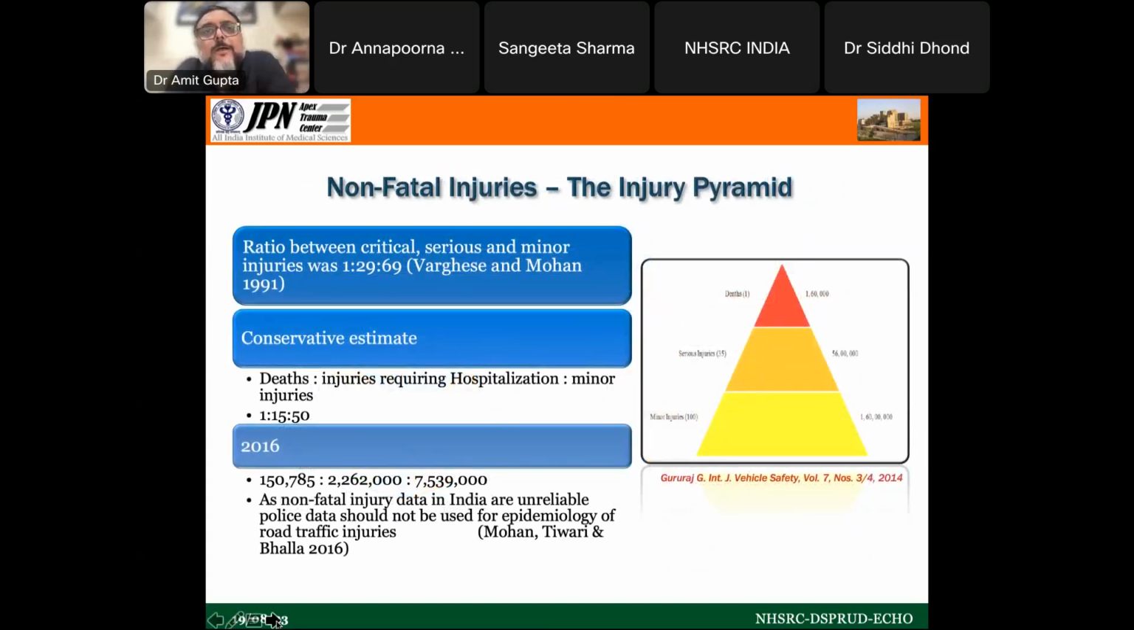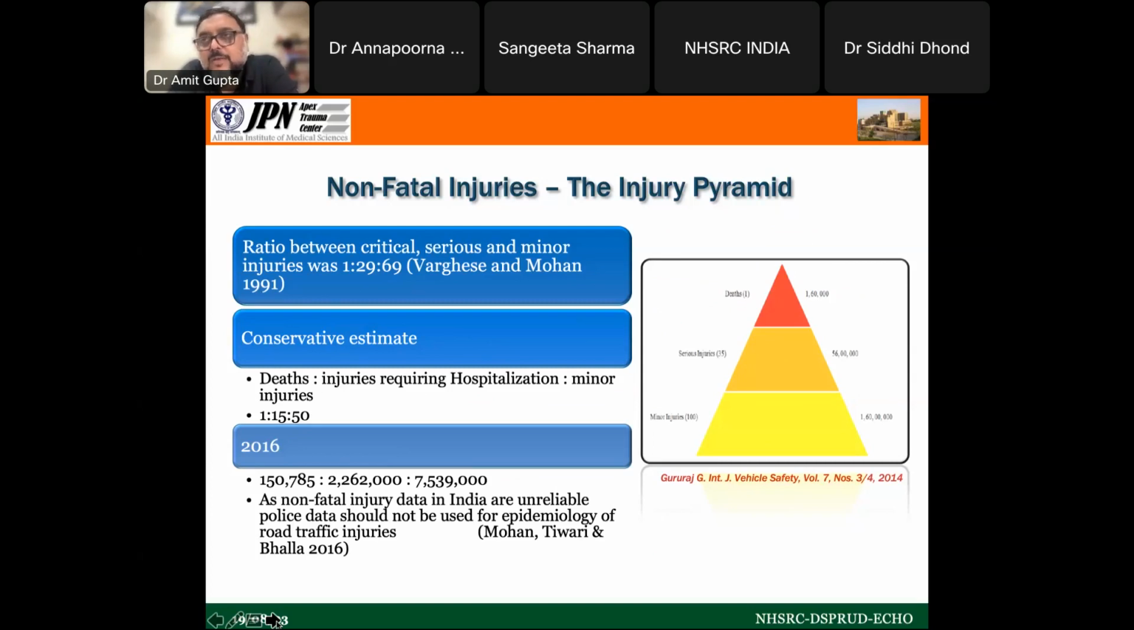these injuries. Again, there are a bit of non-fatal injuries. Non-fatal injuries are those injuries which finally reach the hospital. Now, one of the studies from India itself by Guru Raj from NIMHANS said that each death corresponds to roughly 35 seriously injured patients. Seriously injured patients mean they will not be able to reach the society back normally. They will have some amount of disability or the other. And about 100 so-called minor injuries.